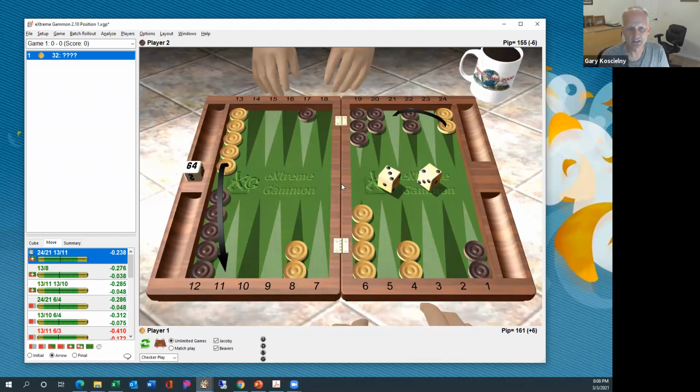And so the idea here is to split here. Now, I wouldn't have used this example because, to me, this is splitting. And this is a question: do you split here or not? And anytime you move the back checkers, that's a split. So, you know, I bring that up.